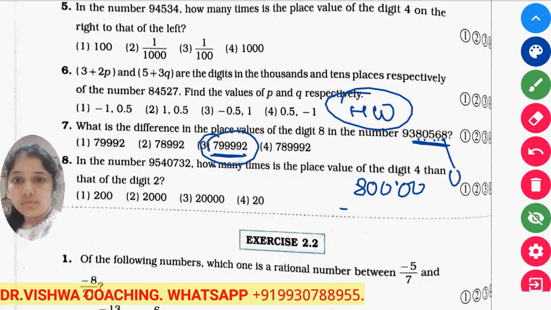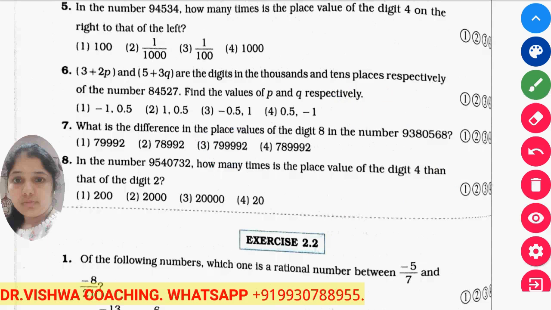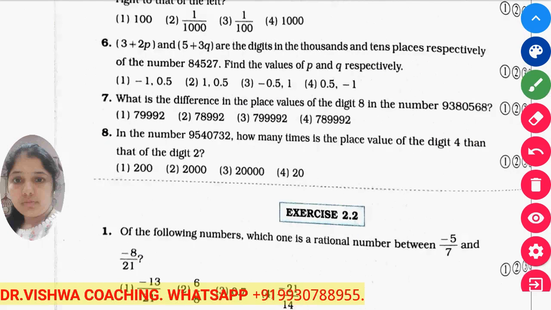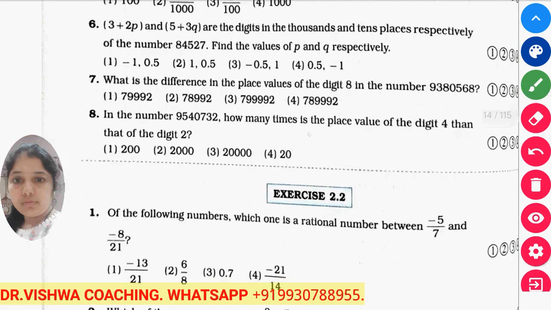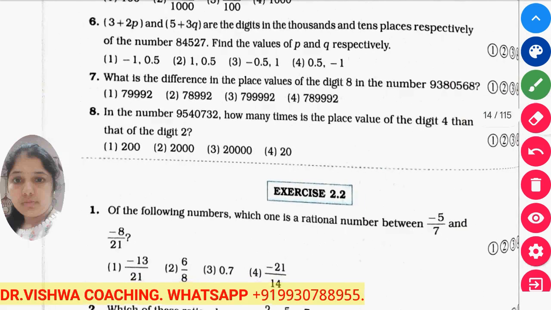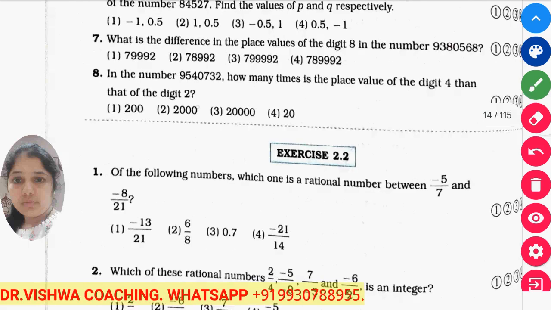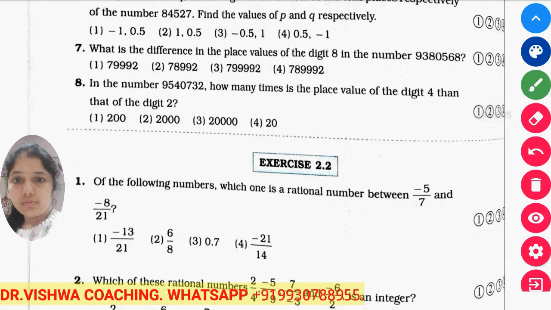One digit will be less. You can do it. Okay. This one is your answer. 80,000, no? So 79,992. Sorry, not the 7 lakhs. It is 79,000 because 80,000 minus 8, so 79,992. How many times is the place value of digit 4 than the digit 2? Now you can do it. I had shown you how to do it. Okay. So you all can do it. 20,000 times it will be.